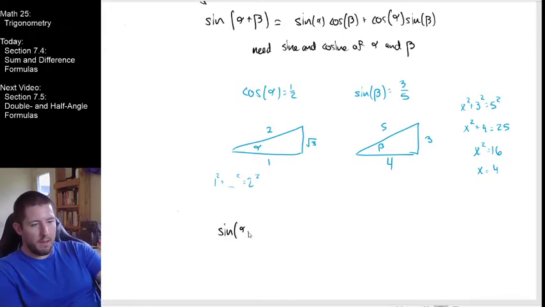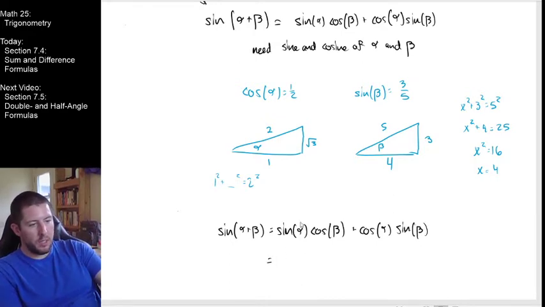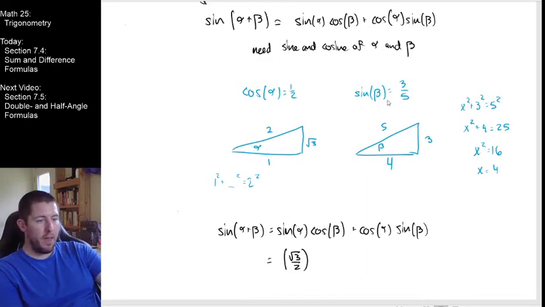So sine of alpha plus beta is equal to sine of alpha, I'm just copying down the line from above. All right. So it looks like I'm getting here sine of alpha. Do I already know that one? No, I knew cosine of alpha. Sine of alpha should be opposite over hypotenuse. That's root 3 over 2. Cosine of beta, did I know that one? That was the other one I didn't know. Cosine of beta should be 4 over 5, it looks like here.